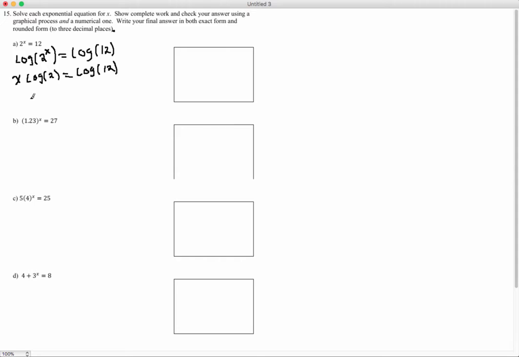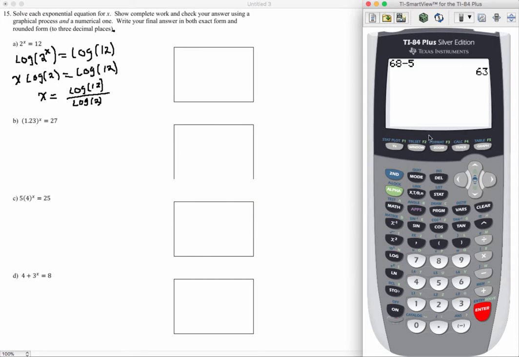Okay, I'm going to divide both sides now by log of 2 because that is just a number, and we get x is equal to log of 12 divided by log of 2. Okay, so how do we go about validating that from a graphical standpoint? So let's get the calculator back over here.